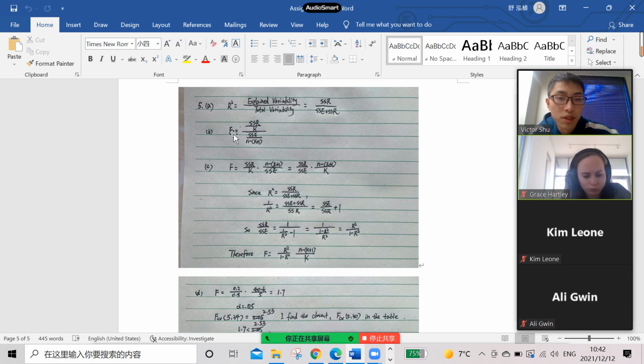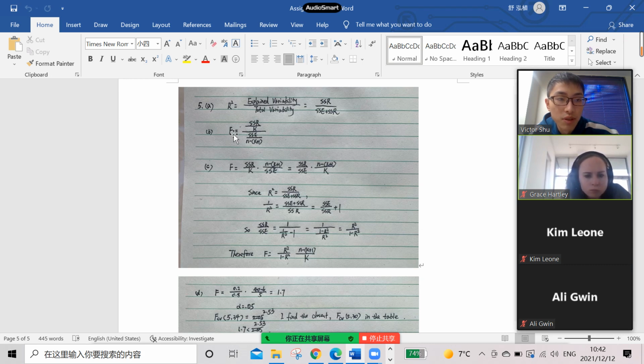So the degrees of freedom in the numerator is how many predictors I have. When I write the regression equation, it would be like y equals beta 0 plus beta 1 x1 plus beta 2 x2, etc. You have to know how many predictors you have. So that is k, the degrees of freedom in the numerator. And what is n minus k plus 1? That is the degrees of freedom in the denominator.